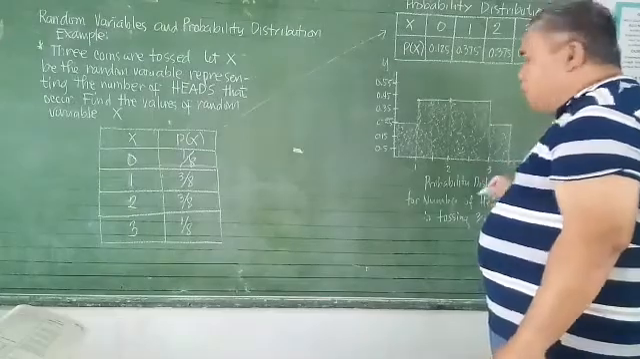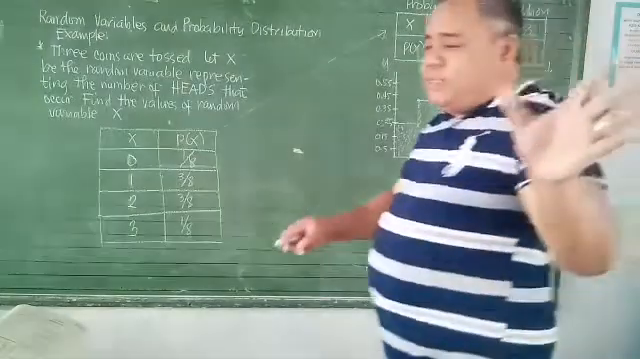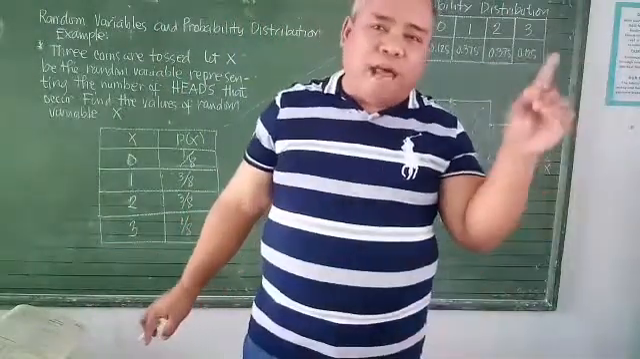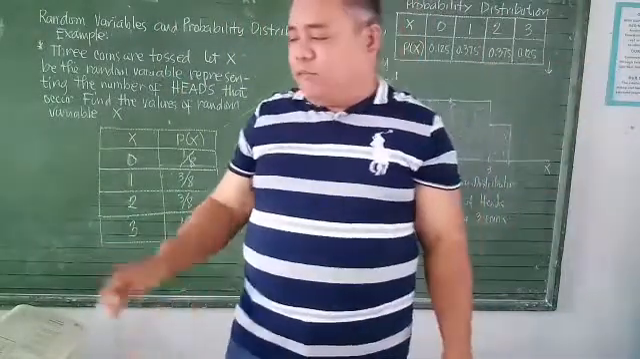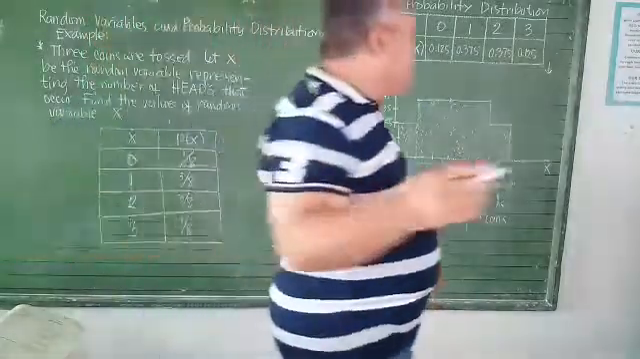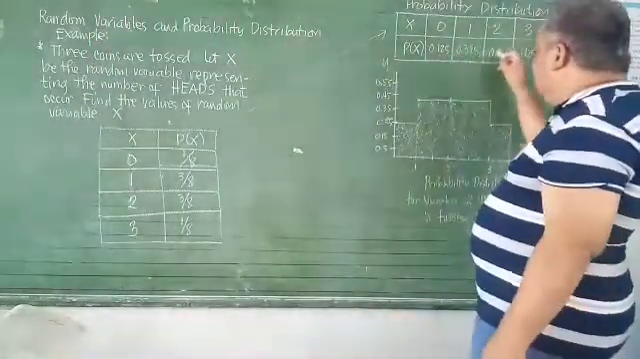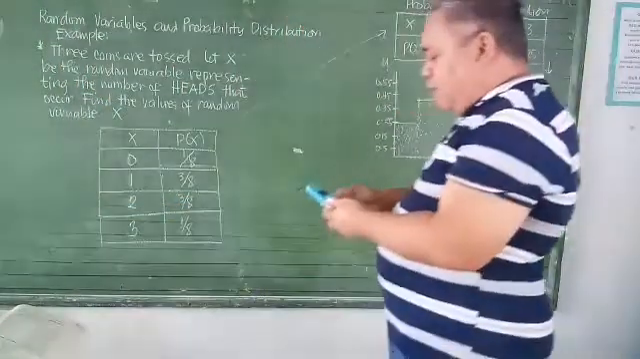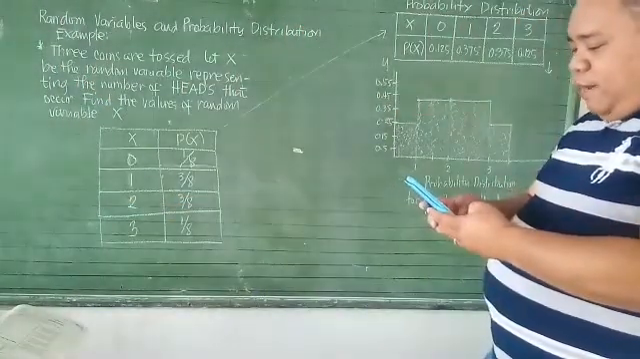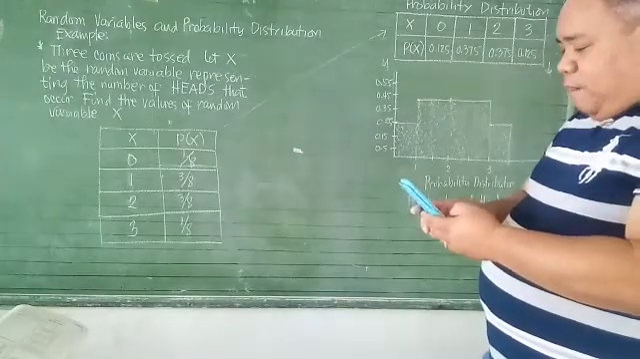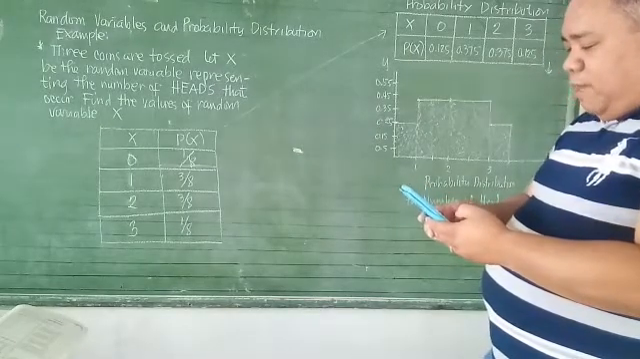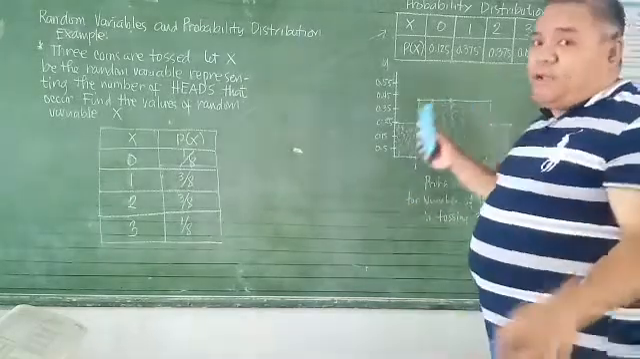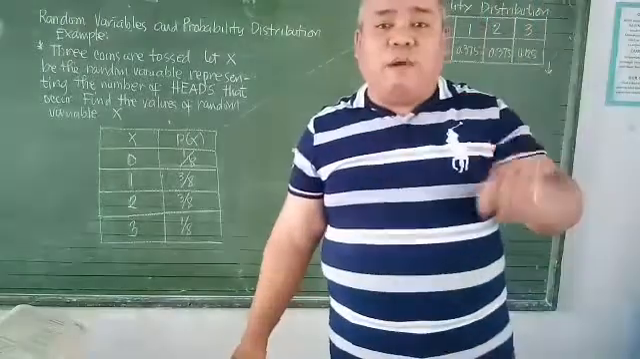Now, take note always that the probability is always equal to 1. No matter how many fractions or decimals there are, when you total them, it is always equal to 1. If you compute this, make sure it comes out as 1. Let's say 0.125 plus 0.375 plus 0.375 plus 0.125, that is always equal to 1, because the sum of probability is always equal to 1.